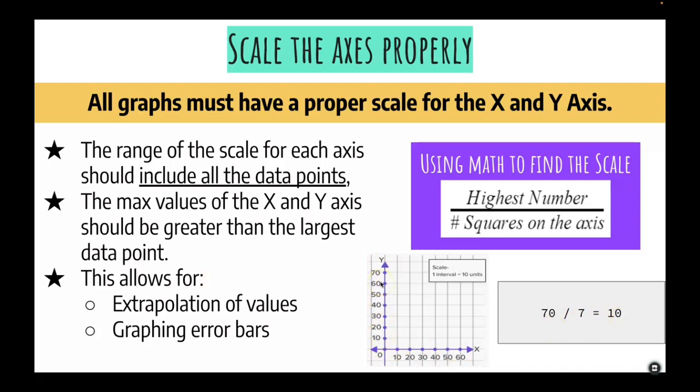So you're going to go by 10. Your axis should exceed your largest data points. For example, if your largest data point is 60, then you want your max value to be around 70. This is going to allow you to extrapolate information, for example, if you have error bars and you want to go higher up.